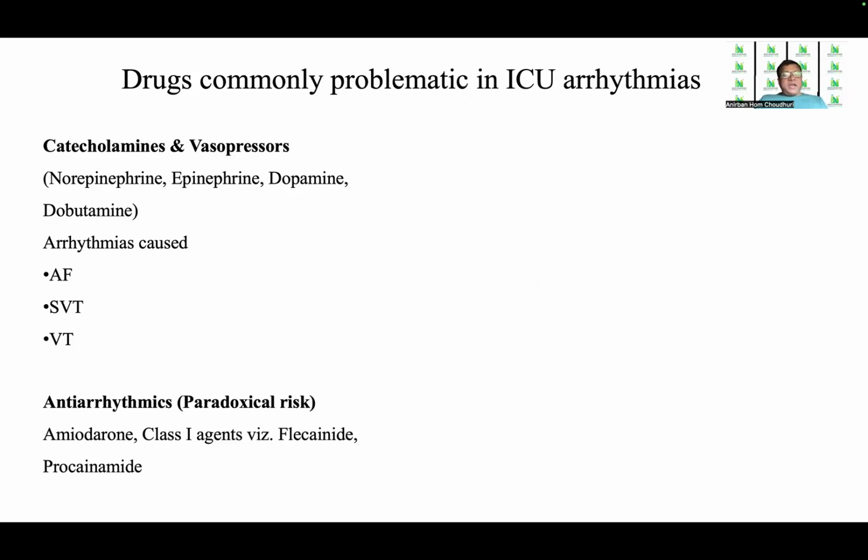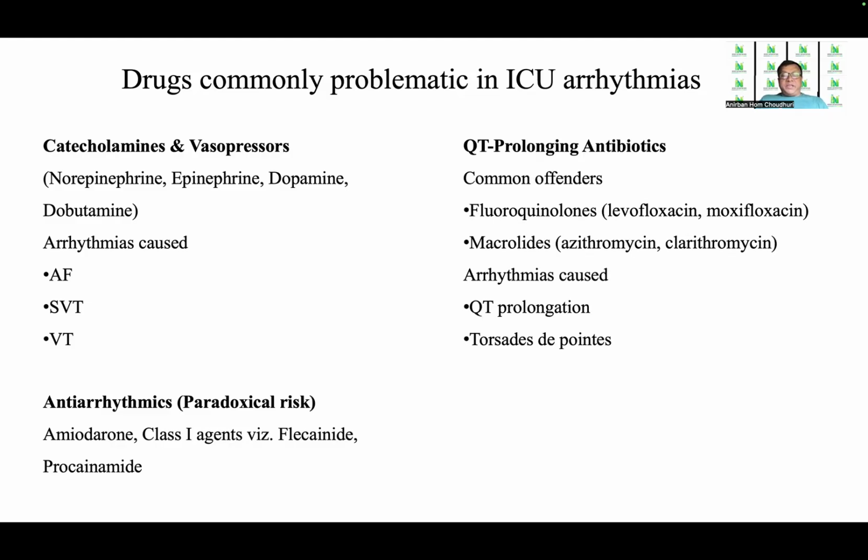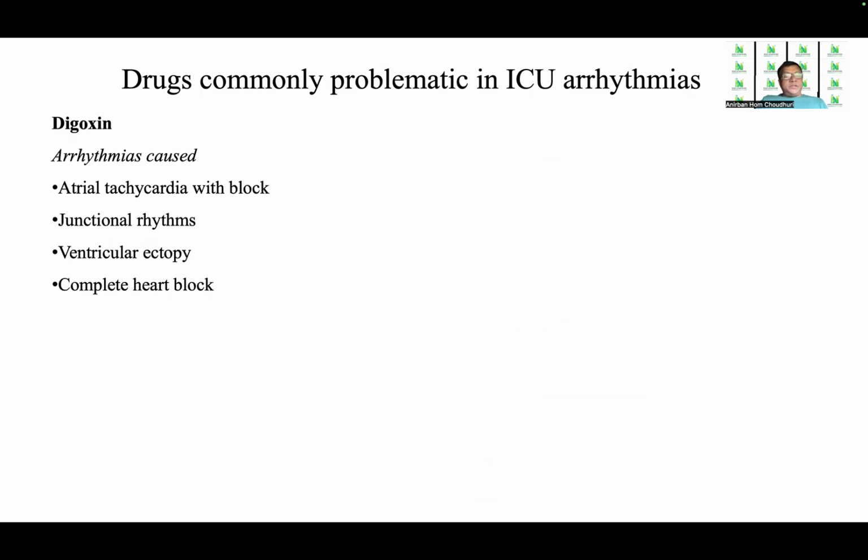Antiarrhythmics like amiodarone and the class 1 agents like flecainide and procainamide, although they are antiarrhythmics, can also paradoxically be a risk for new onset ICU arrhythmias. Then there are QT prolonging antibiotics. Common offenders are the fluoroquinolones, levofloxacin, moxifloxacin, and macrolides like azithromycin and clarithromycin, which cause QT prolongation and torsades de pointes. Antipsychotics and sedatives like haloperidol, quetiapine, ziprasidone, etc. are also responsible.